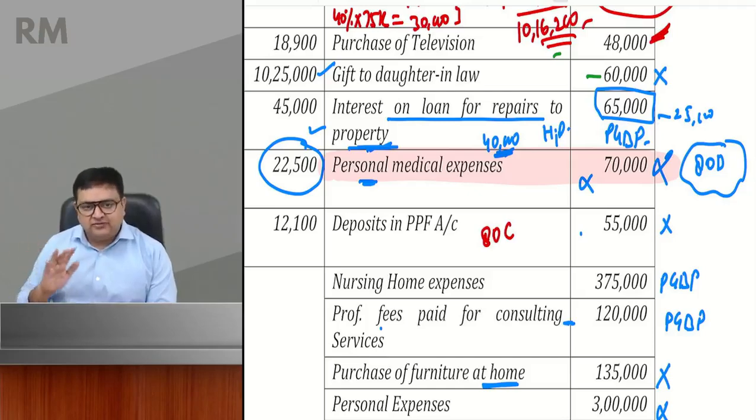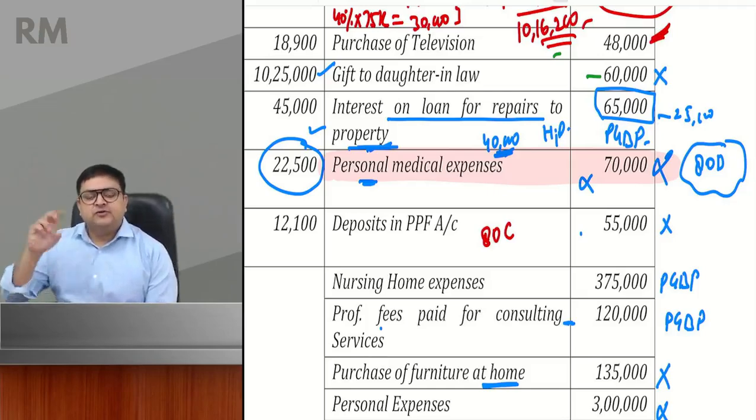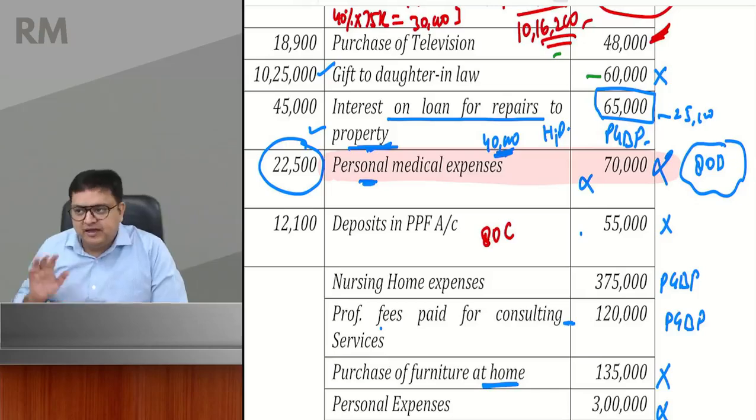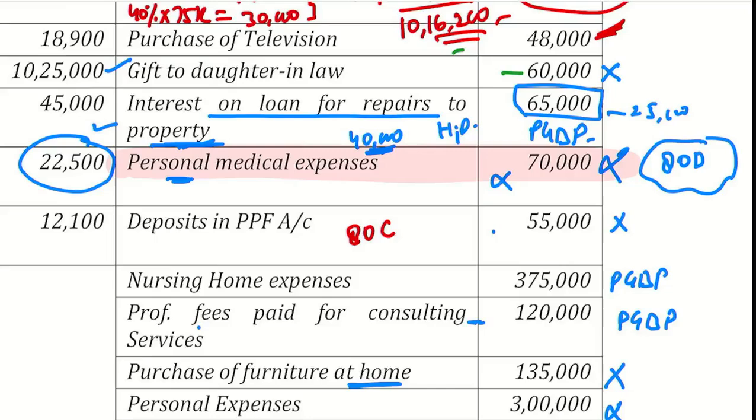So in this case, we'll assume that he does not have a health insurance. So we will give him 80D deduction for his medical expenses also. Everybody got it? Quite a hidden adjustment. So 80D, please give him 50,000.